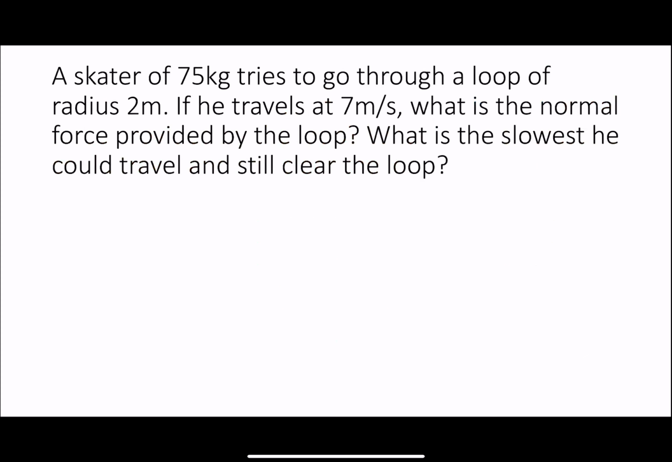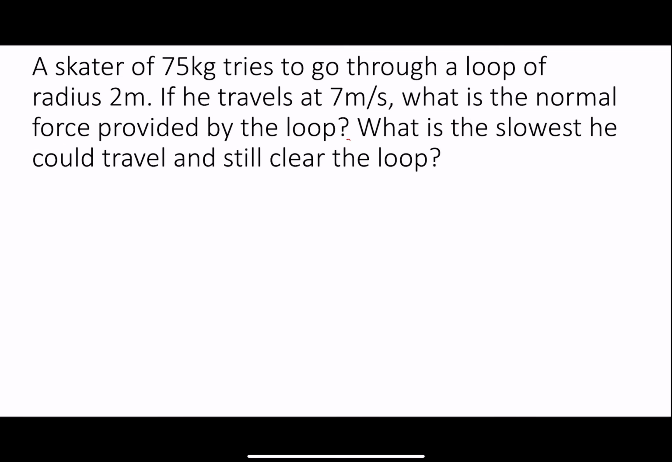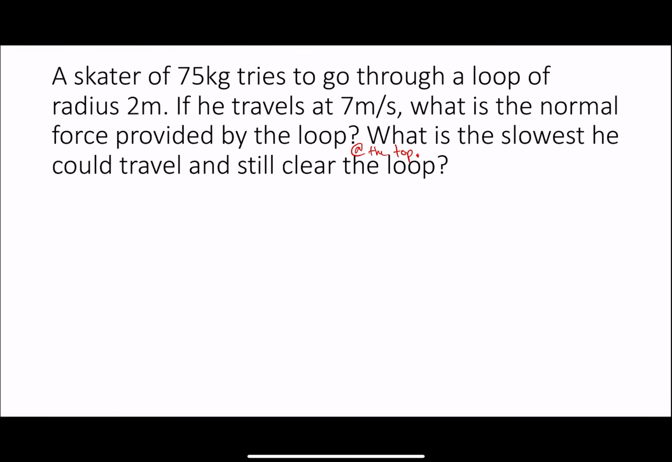So let's try one. A skater of 75 kilograms tries to go through a loop of radius 2 meters. If he travels at 7 meters per second, what is the normal force provided by the loop? Okay, so we're talking about the top of the loop here. This is a bad example. Whenever I created this, I should have said, what is the normal force provided by the loop at the top? I'm pretty sure I'm more specific on the homework. Okay. So we're going to look at the normal force provided by the loop at the top.